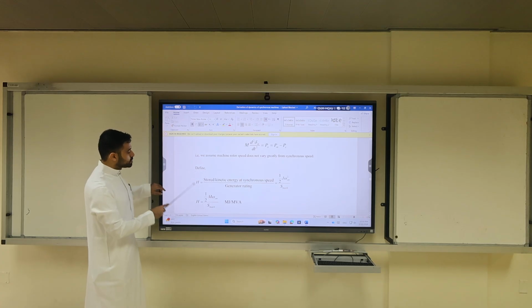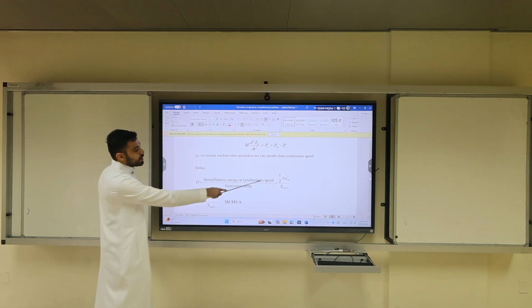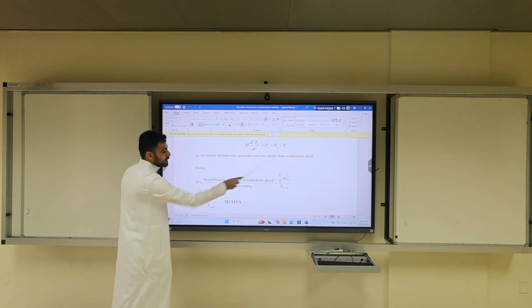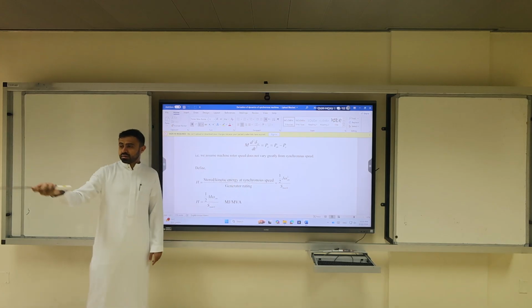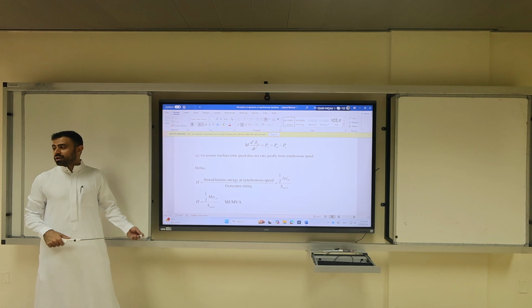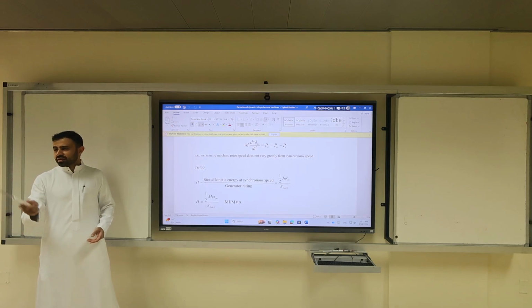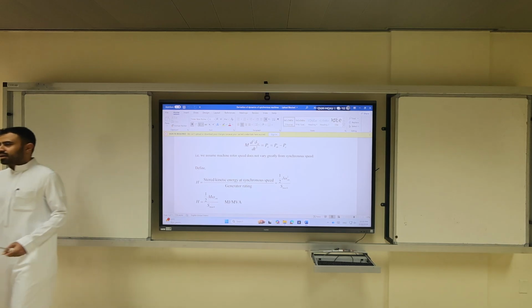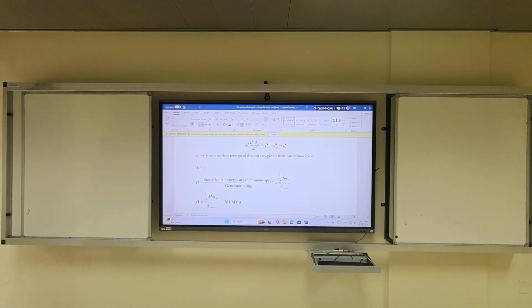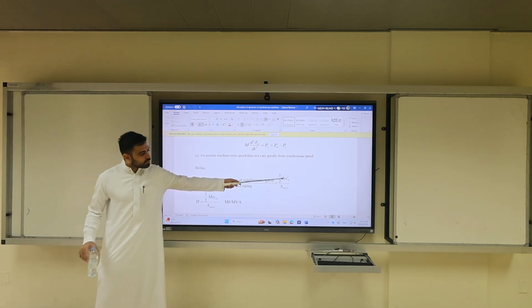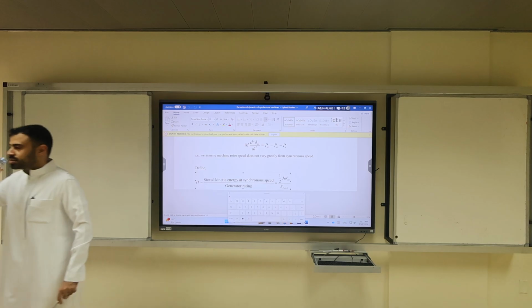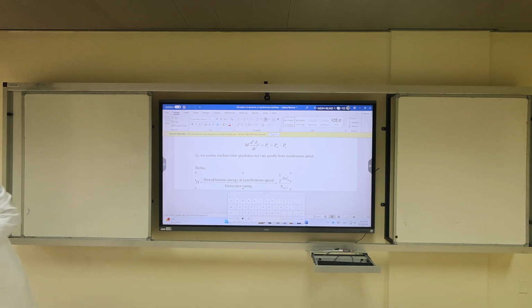We assume machine rotor speed does not vary greatly from synchronous speed. Then by definition H, which is the inertia constant, is the kinetic energy. Do you remember kinetic energy, half m v squared? Whatever. But this is similar, but as the definition of the inertia. Kinetic energy, not potential energy.